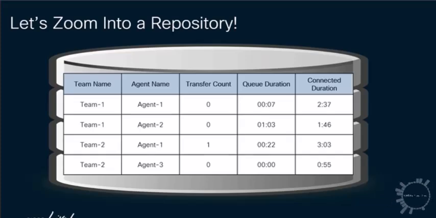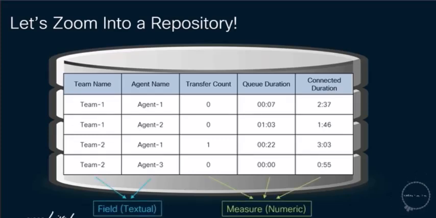If I scroll all the way over to the left-hand side, I would see those unique customer session IDs somewhere in this table. But I have 5 columns here: team name, agent name, transfer count, queue duration, and connected duration. I want to use this to help us understand the different types of data in these repositories. Because when it comes to data types, we have 2 choices of data that are going to be written into these repositories. We can either have field data, which is alphanumeric data, or we can have measure data, which is simply numeric data, right?